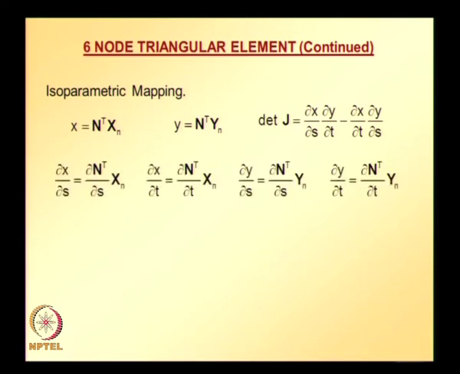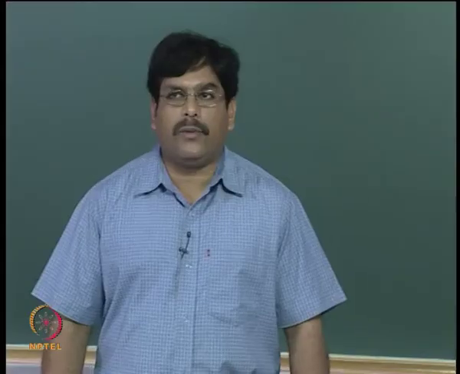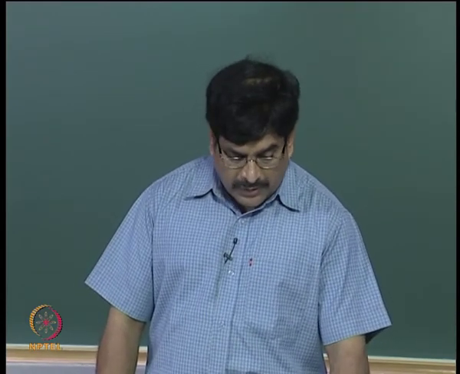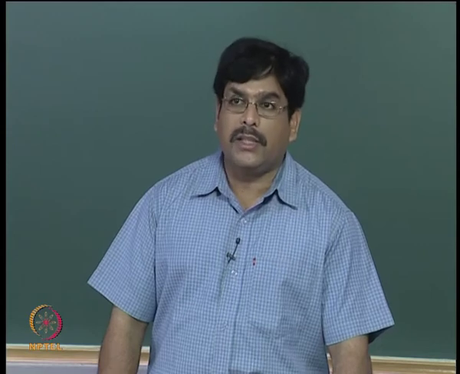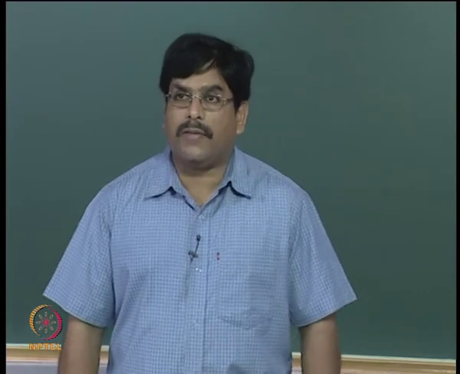Using this we can find the determinant of J, and once we have that we can find the derivative of shape functions with respect to s and t. All this procedure is similar to what we are repeatedly doing for different kinds of elements. Once we have these derivatives with respect to s and t, we can find derivatives with respect to x and y. Derivatives with respect to x and y can be computed like this, which are denoted with Bx and By.